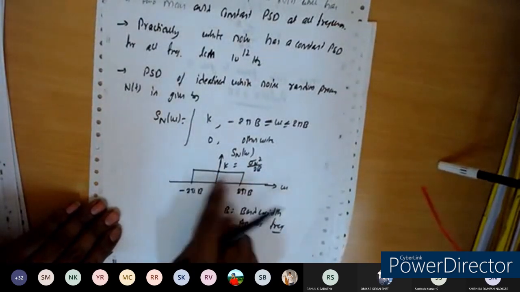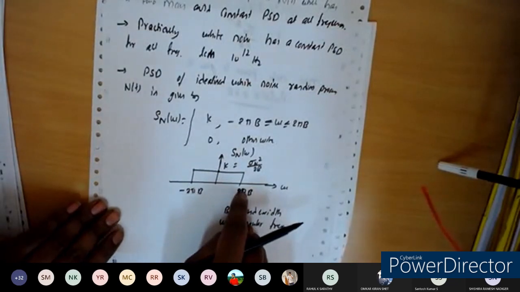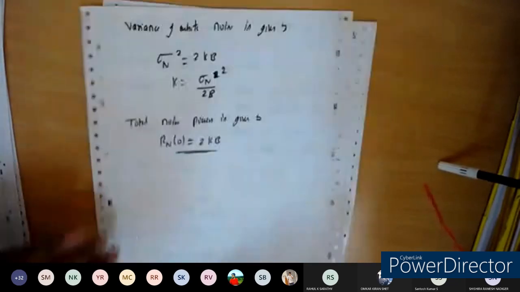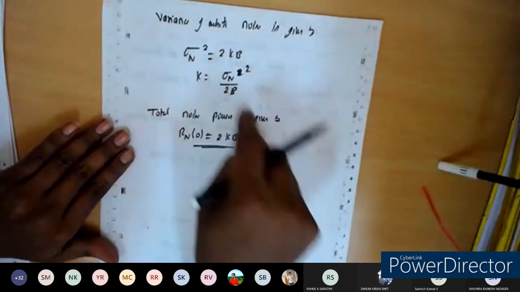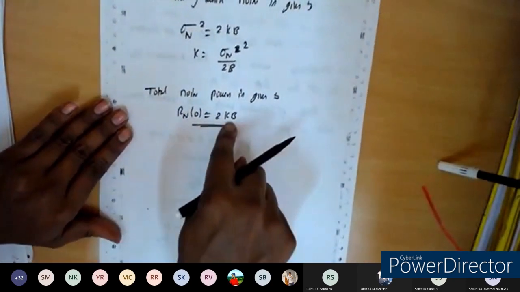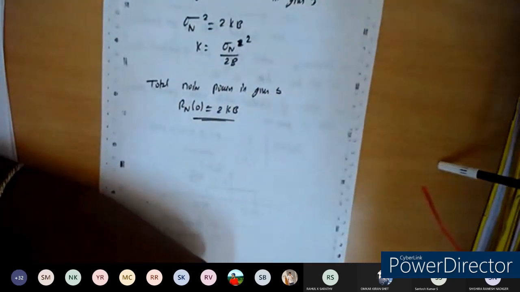So it is uniformly distributed within this range of frequencies. This is the white noise, which will have a variance. And this has the noise power, thermal noise power at omega equal to 0. This is the thing we are going to consider.